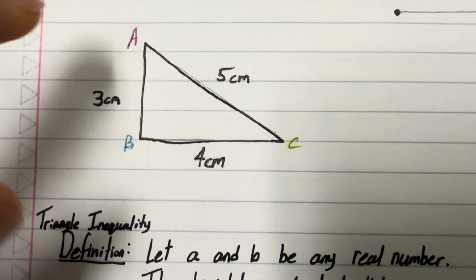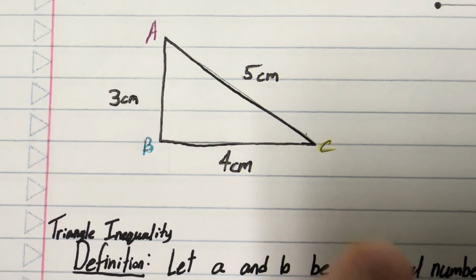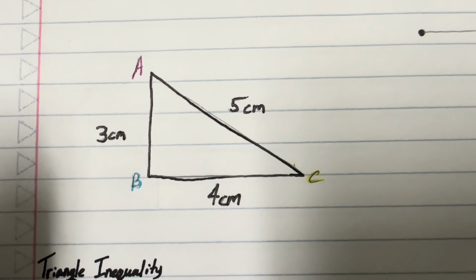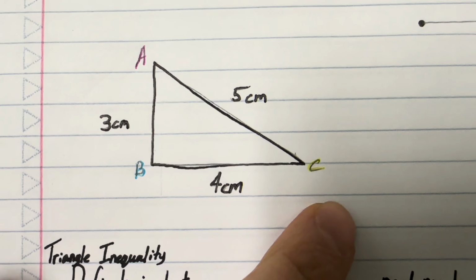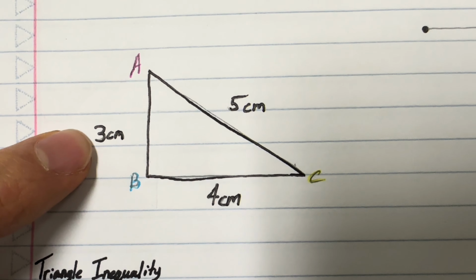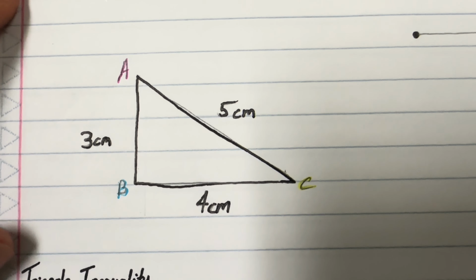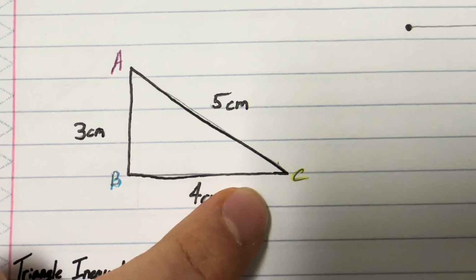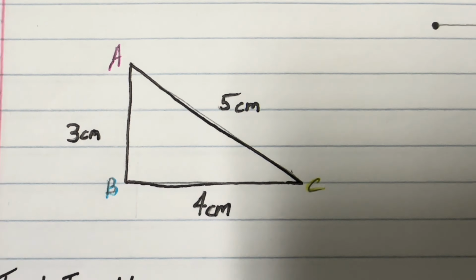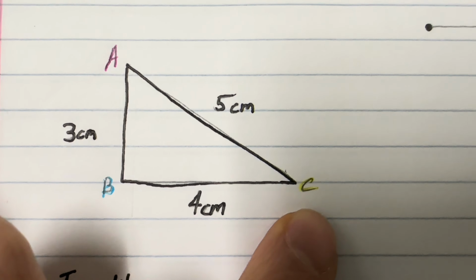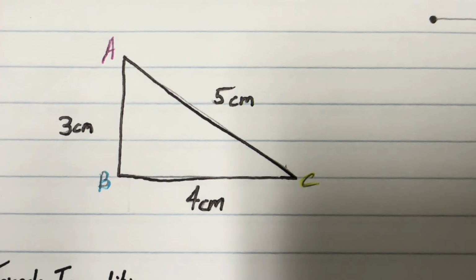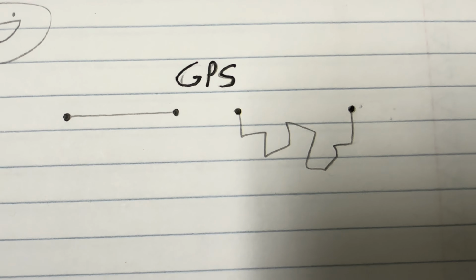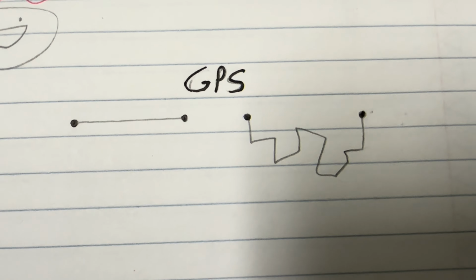If we travel from point A to point C, this would be 5 centimeters. But if we go from A to B to C, it would be 3 centimeters plus the 4 centimeters, which means that's 7 centimeters just to get to C. Clearly it's faster to just go in the straight line right towards C.